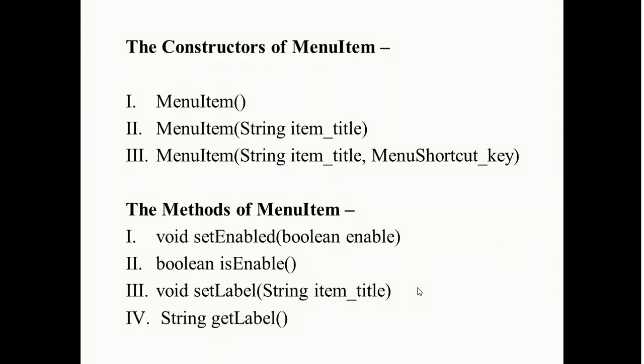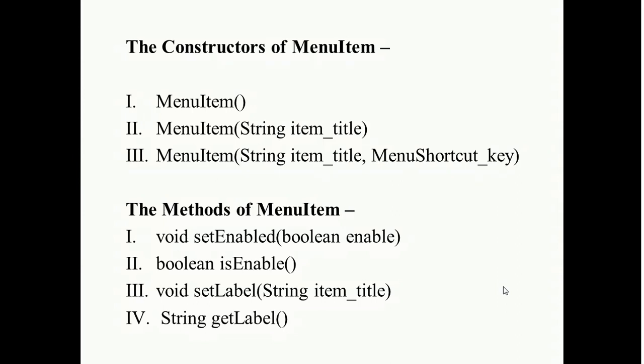Now next see the constructors of the menu items. Menu items have again three constructors. First constructor, menu item having no parameter. This constructor creates a menu item without any title on it. The second constructor has one parameter, that is menu item, parameter is string item title. This second constructor creates a menu item containing the item title as a title. Means the string item title is the name of the menu item.